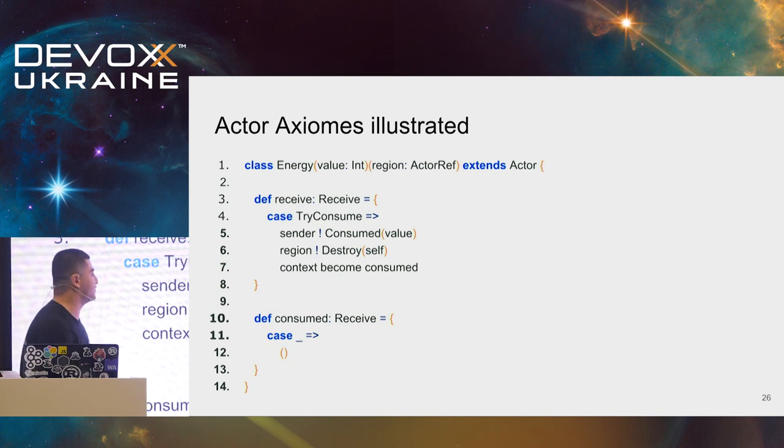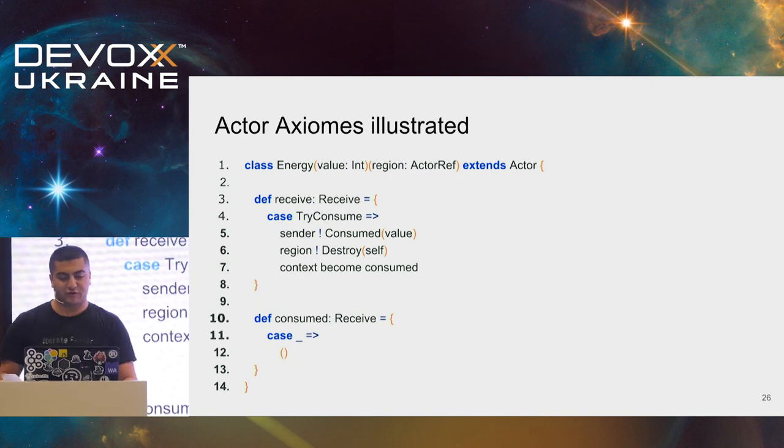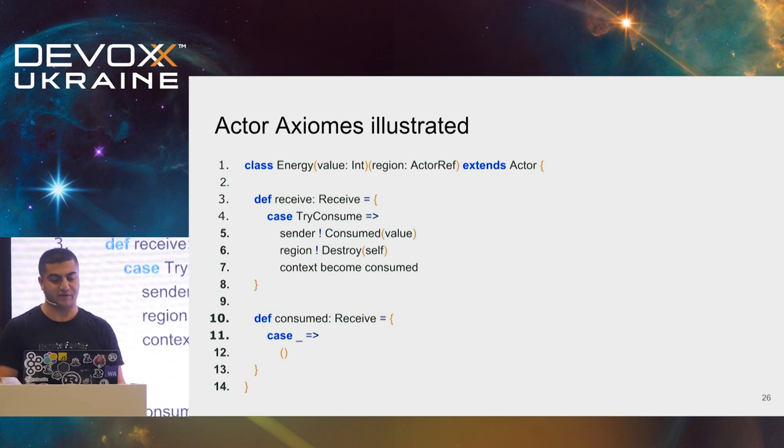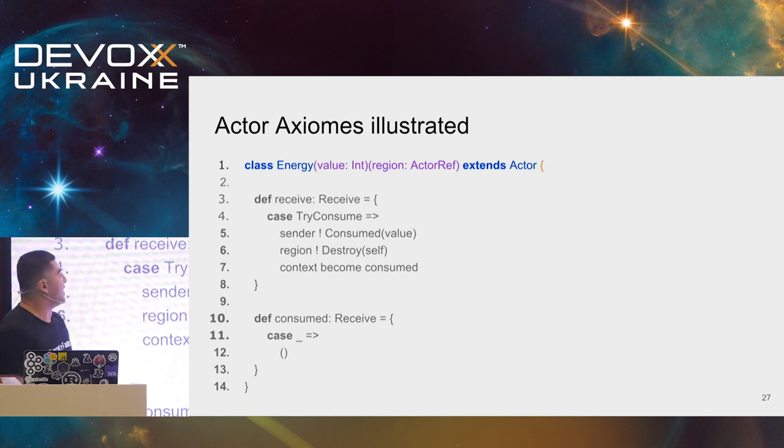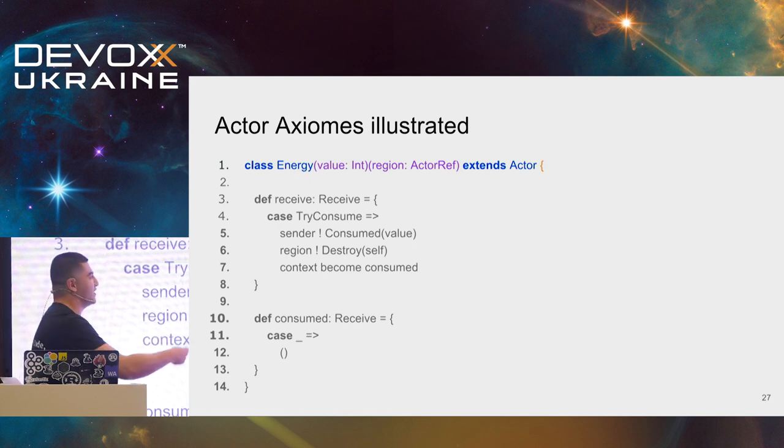Let's illustrate this with a basic Akka example with Scala. You will see this code in the demo, but I will just show it to illustrate the actor axioms. So we have an energy, which is 10, the actor. Sorry, I'm a C and Rust developer, I'm not a Scala developer. I just learned Scala for the talk on the flight.